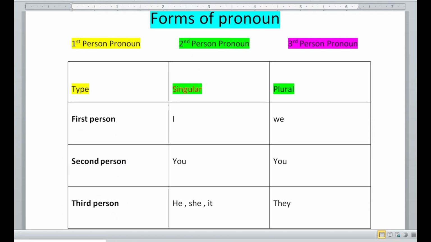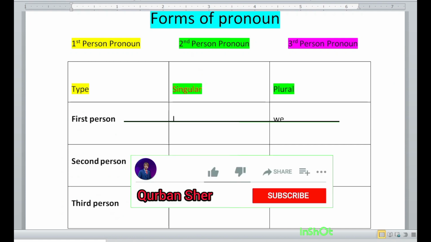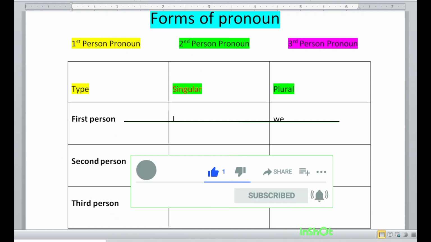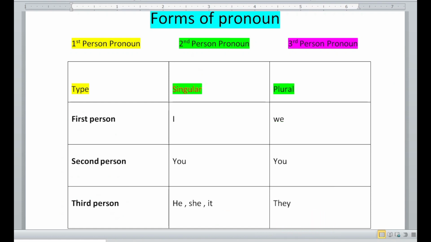Hello everybody. Today we are going to discuss forms of pronoun. We will discuss first person pronoun, second person pronoun, and third person pronoun. And what is first person singular, first person plural, second person singular, second person plural, third person singular and third person plural will be discussed in the following chart. You need to listen very attentively so you can understand this chart.